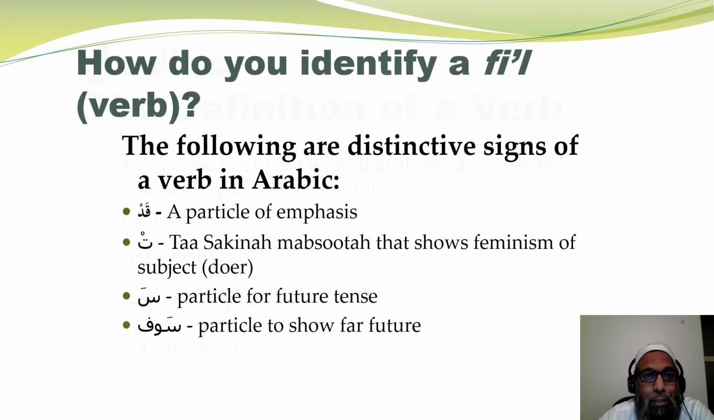How do we distinguish a verb from a noun or particle? So these are some of the signs. قد, if قد comes before it, قد is a particle of emphasis.